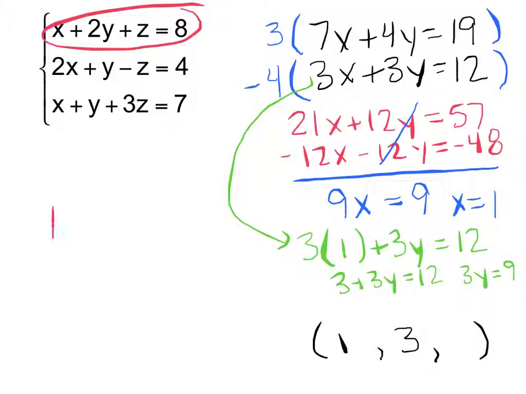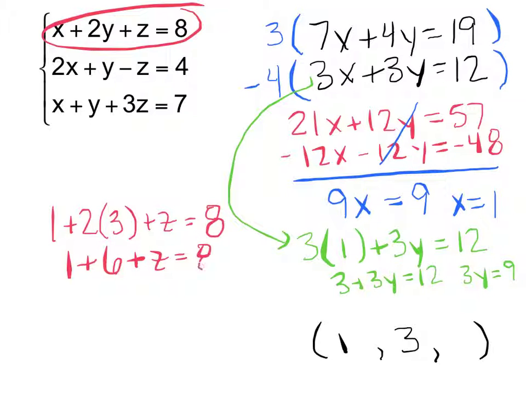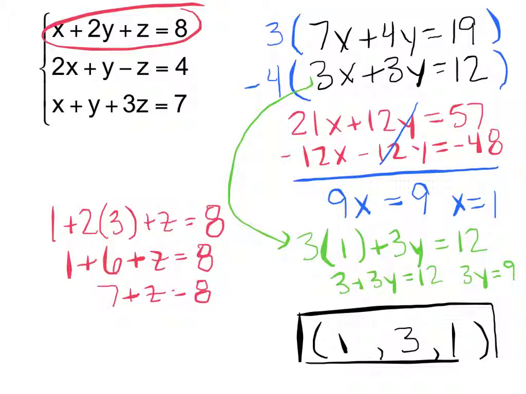So, x is 1 plus 2y, which is 2 times 3, plus z equals 8. So 1 plus 6 plus z equals 8. 7 plus z equals 8. And subtract 7 from both sides, so we get our value of z, which is 1. So these three planes cross, or intersect, at the point 1, 3, 1.